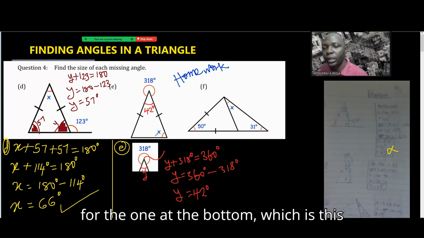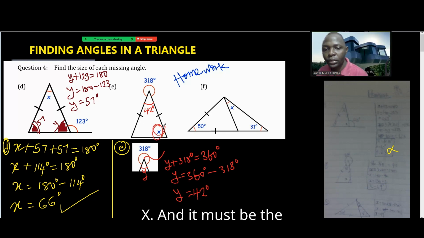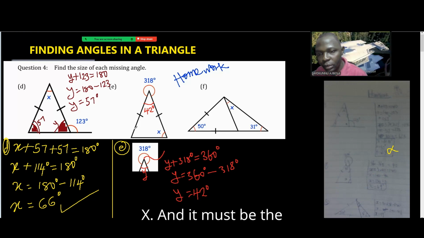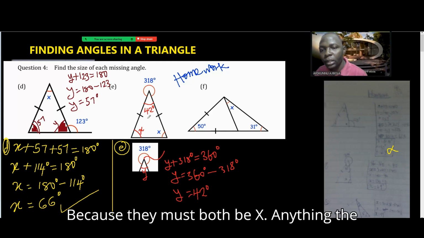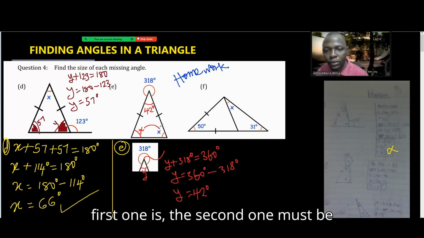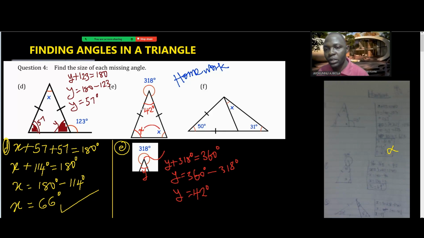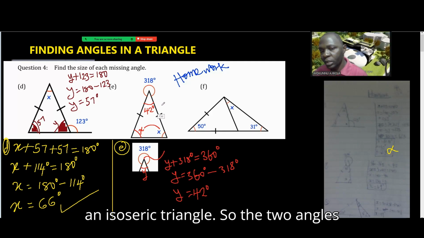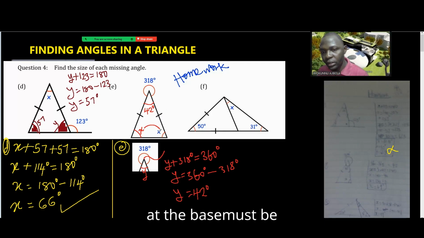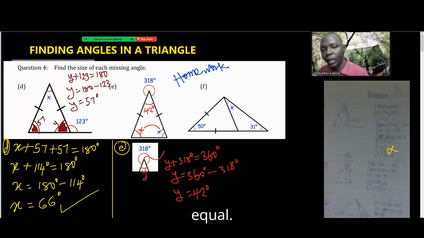Now we're looking for the one at the bottom, which is this x. And it must be the same as this other x, because they must both be x. Whatever the first one is, the second one must be, because of this symbol that shows it's an isosceles triangle. So the two angles at the base must be equal.